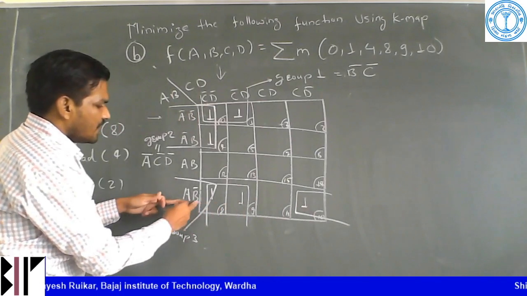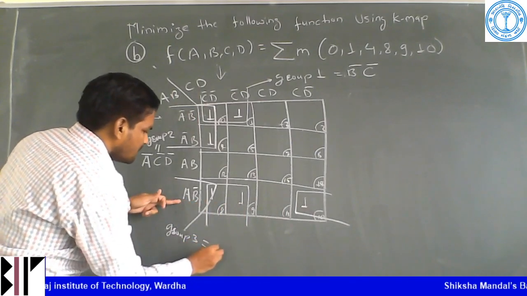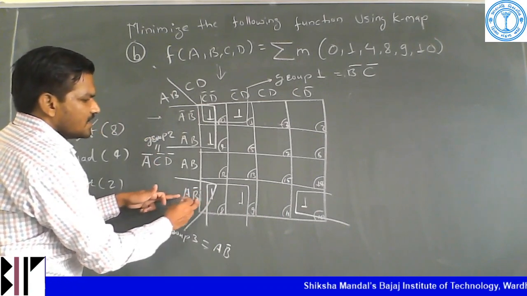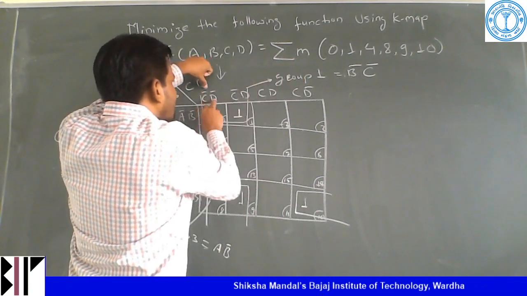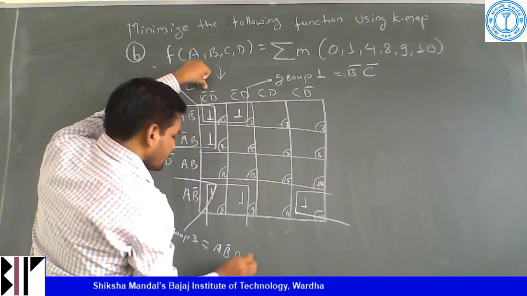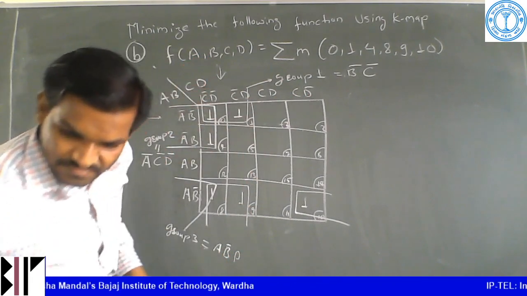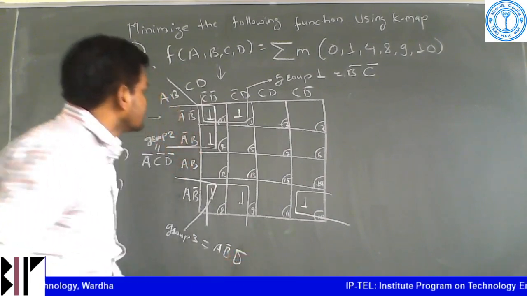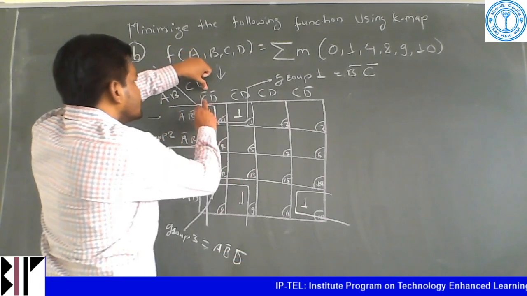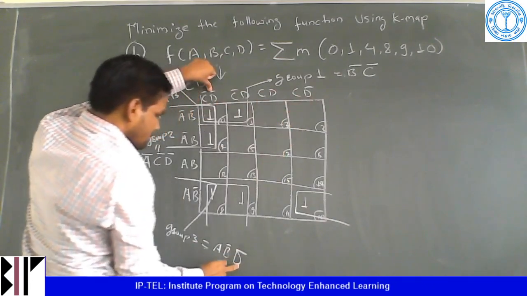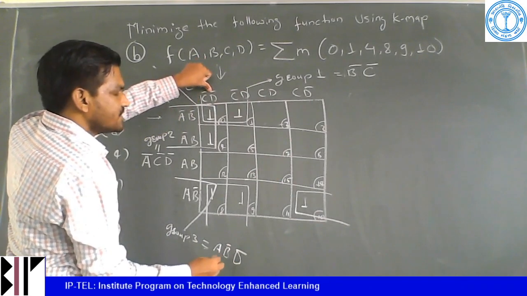Okay, so A B bar, this side A B bar is there. When we look from the top side, C bar D bar and C D bar are there. So from this we can combine only D bar, because C bar and C are changing their state. So D bar is there. So I have kept D bar.